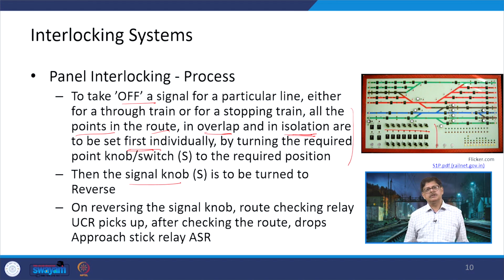On reversing the signal knob, the route checking relay UCR picks up after checking the route and drops approach stick relay ASR. Now, these UCR, ASR are all circuits which are provided on the overall track. A number of types of circuits are there and they are going to be operated. So, one gets picked up, another gets dropped. That arrangement is there when you are operating these switches, or you are putting pressure on the knobs which are going to operate the points of the signals.